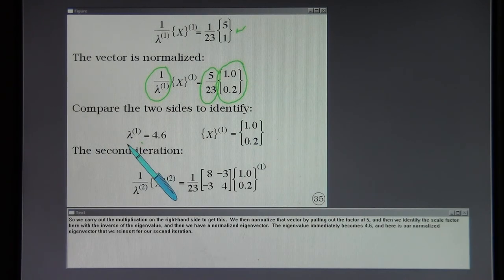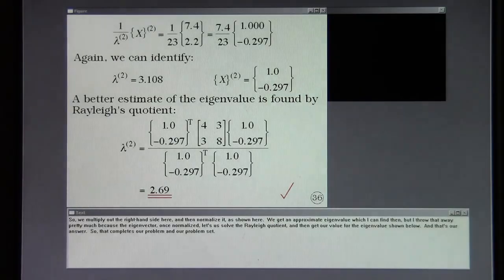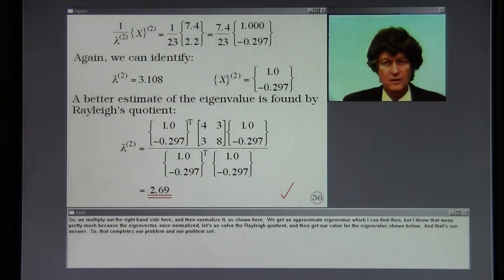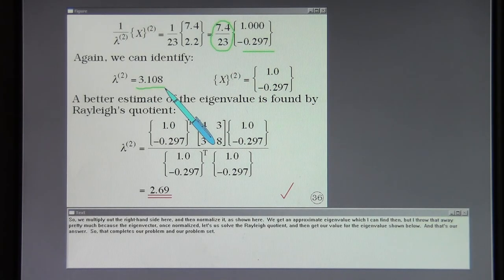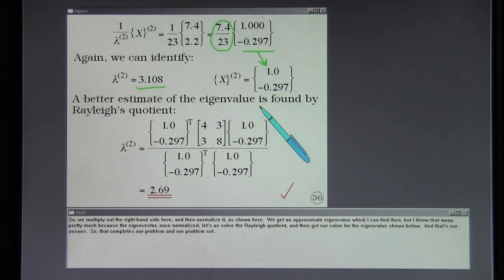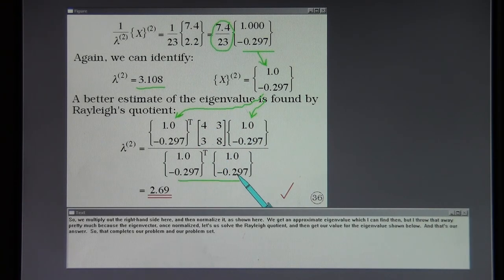The eigenvalue immediately becomes 4.6. And here's our normalized eigenvector that we reinsert for our second iteration. So we multiply out the right-hand side here and then normalize it shown here. We get an approximate eigenvalue, which I can find then, but I throw that away pretty much because the eigenvector, once normalized, lets us solve the Rayleigh quotient and then get our value for the eigenvalue shown below, and that's our answer. So that completes our problem and our problem set.